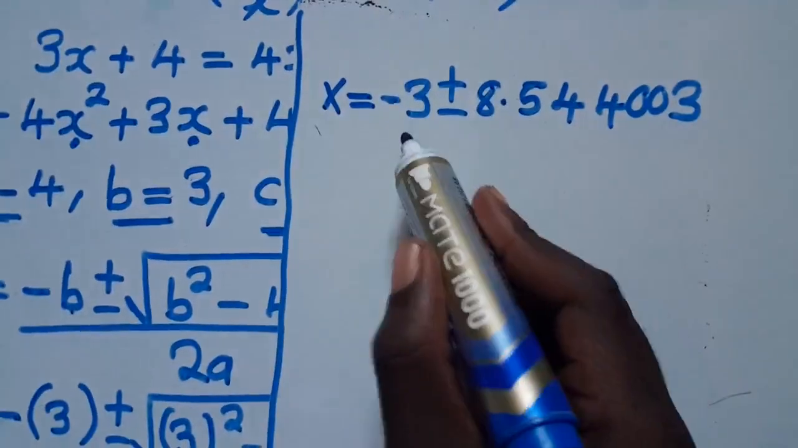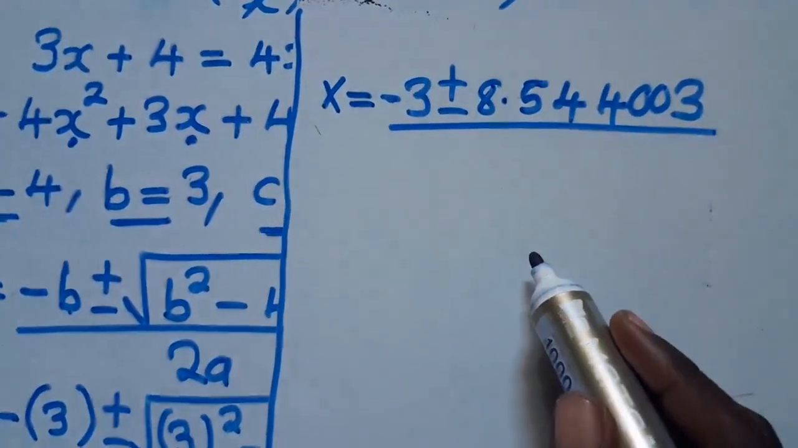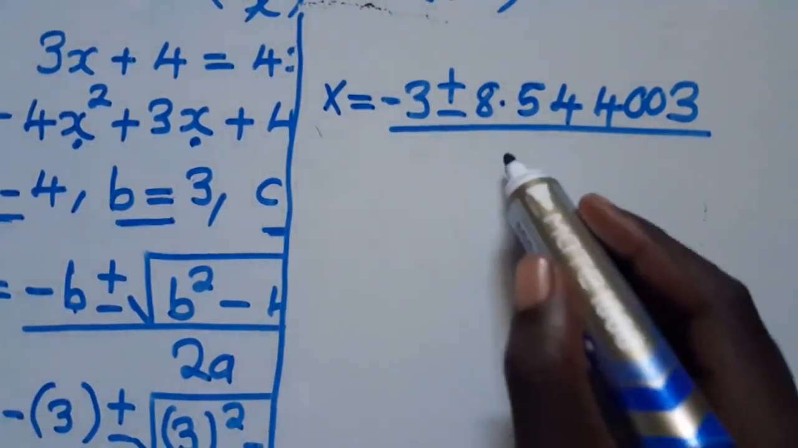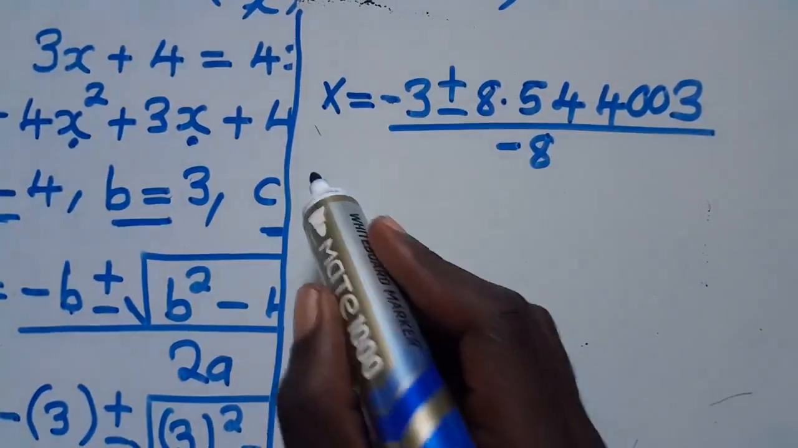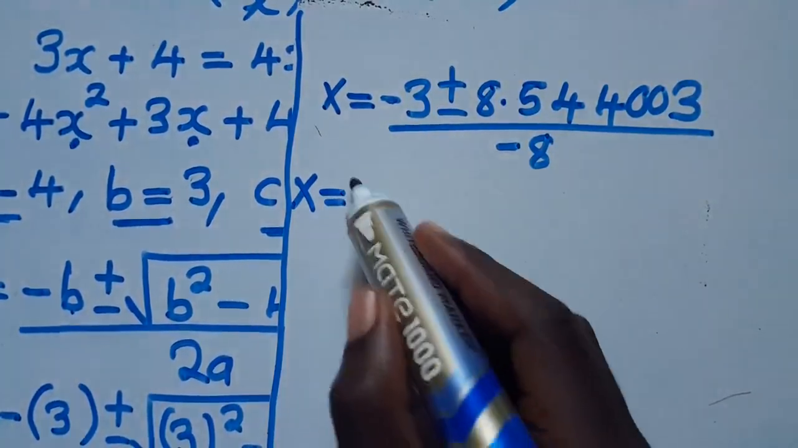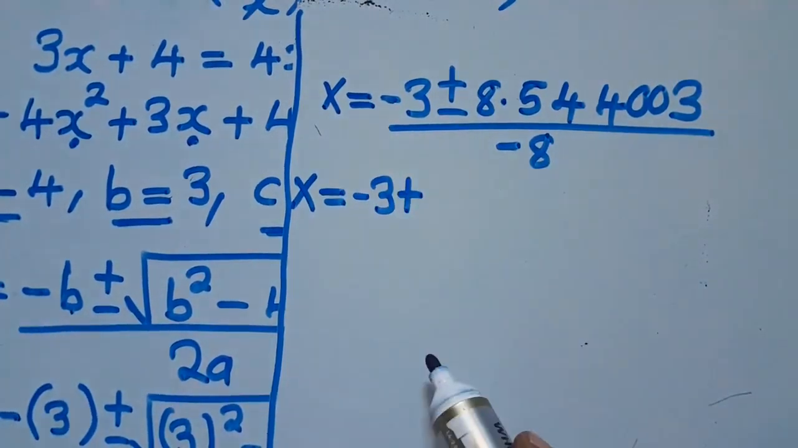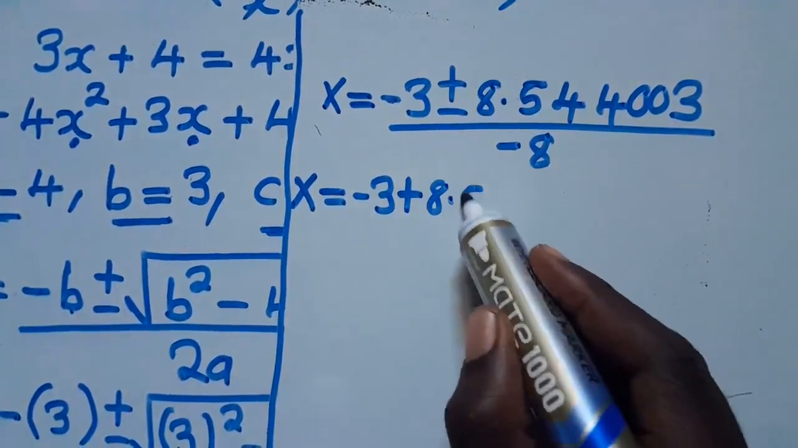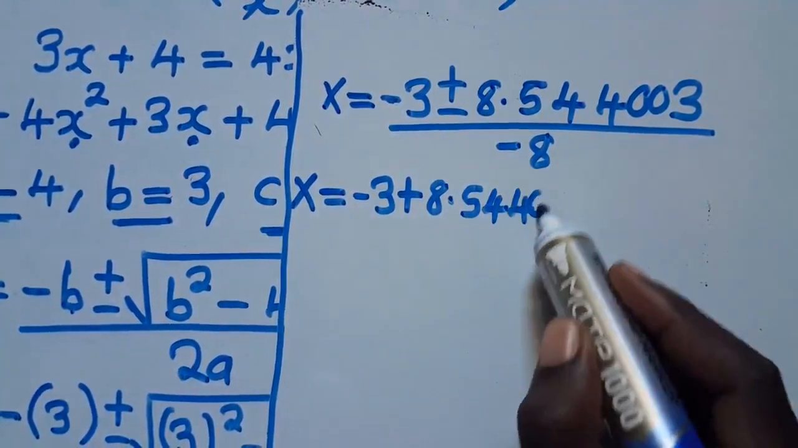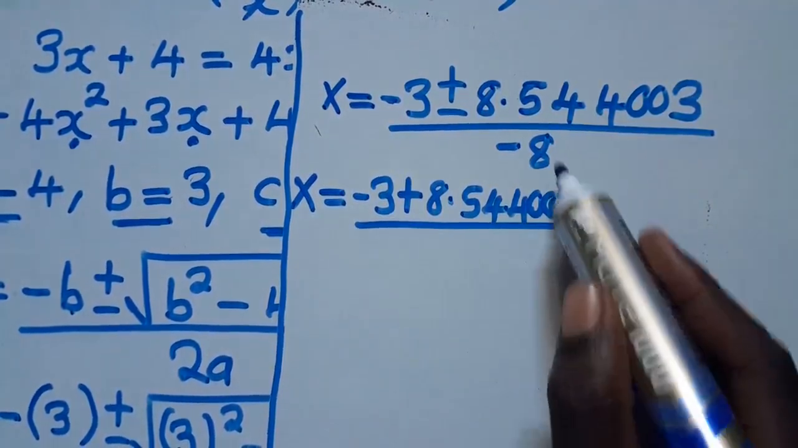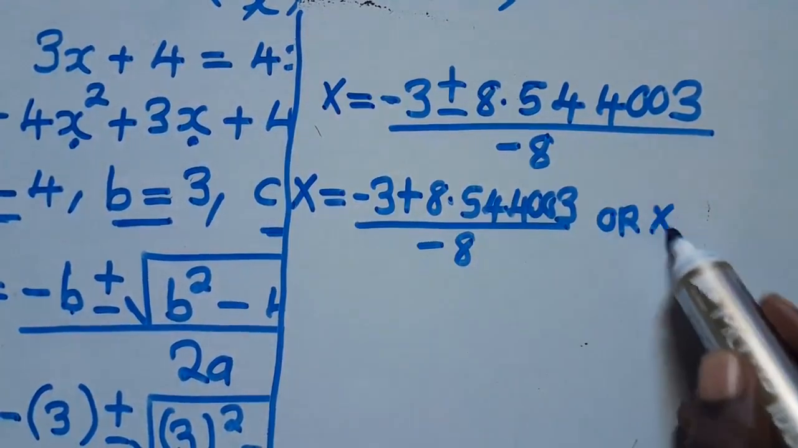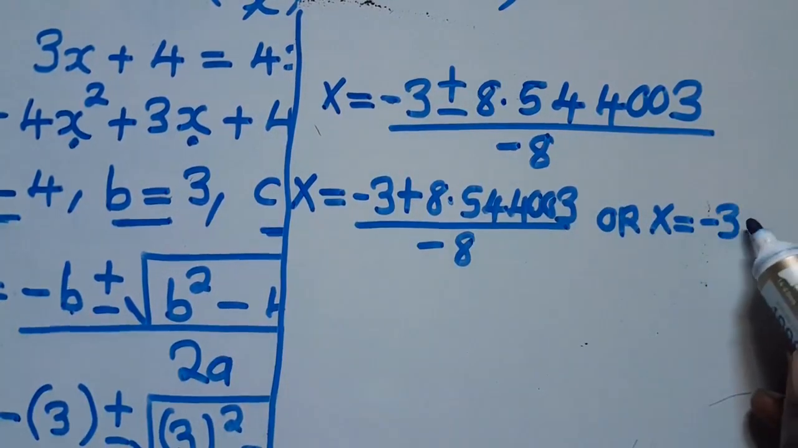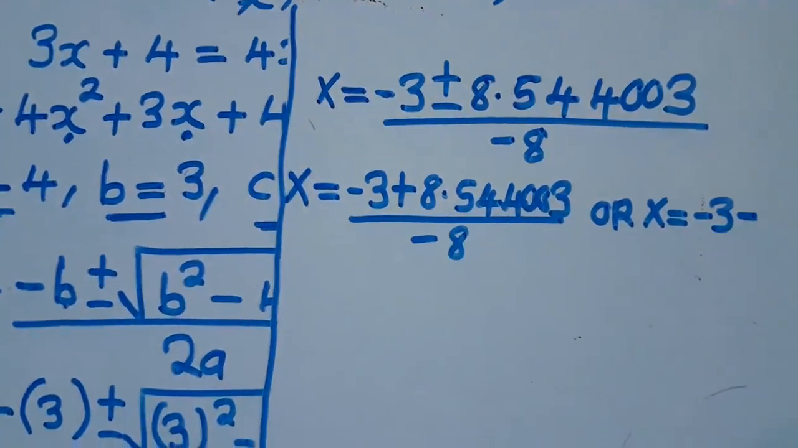There is no problem. You say over, down we have negative 8. After doing this, I separate. Just a matter of separating. So I say x is equal to negative 3 plus 8.544003 over negative 8. Then x is equal to negative 3 minus, since I used plus, so I'll say minus.